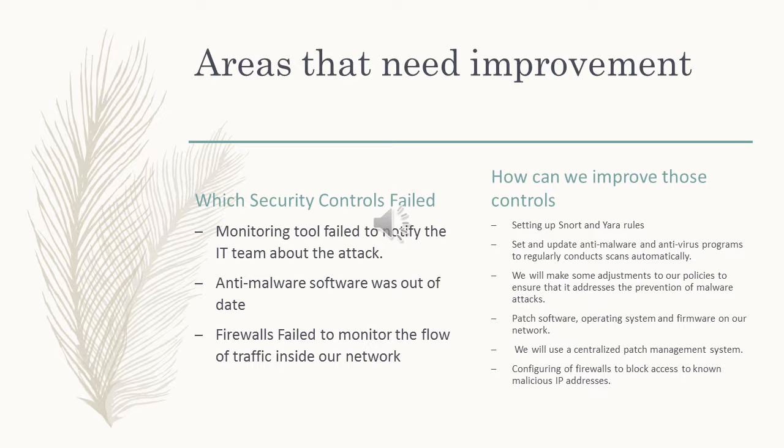With that being said, as a group, what we can do to improve some of these controls and avoid any future attacks on our system is to set up Snort and YARA rules. We have to update all our antivirus and anti-malware programs to regularly conduct scans automatically. Also, we will make some adjustments to our policies to ensure that they address the prevention of malware attacks. In addition, another way we can improve is that the software patches, the operating system, and the firmware all need to be updated and incorporated in our organization.